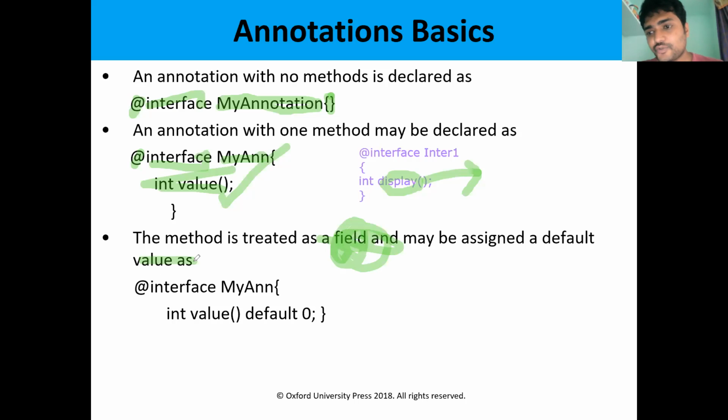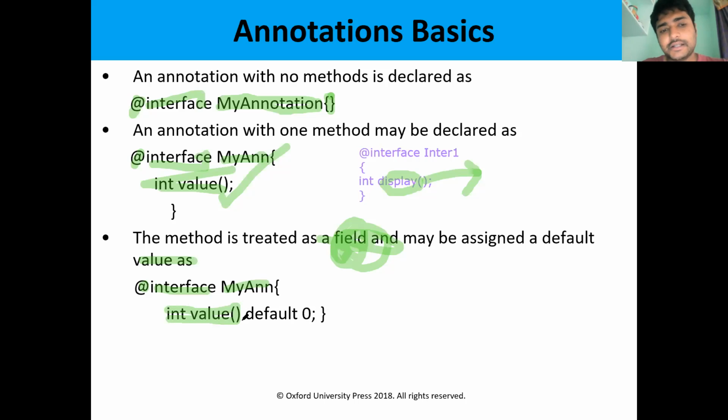In general, in a switch case, we have the default case. That means if all the conditions are false, then the default case will be executed. Likewise, we can have a default value also. So let us check the syntax. At the rate interface, the name. I'm creating the method int value.